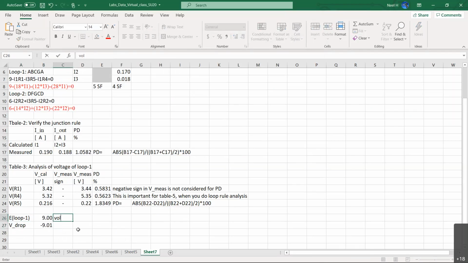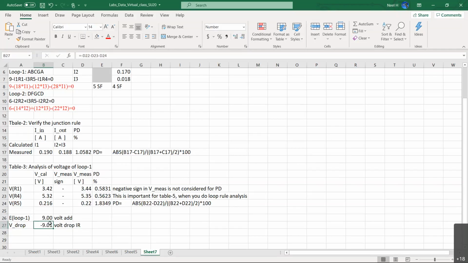This is voltage added into the system. This is voltage drop across I and R. Okay, good. Any question? So that is why that negative sign is important. Okay.